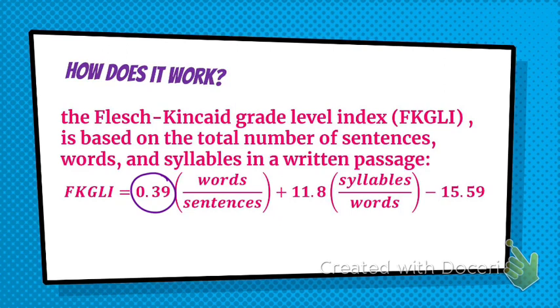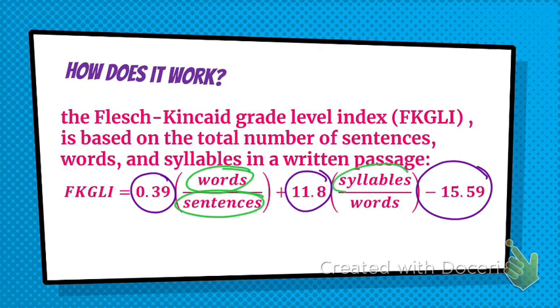But this is 0.39. That does not change. This is 11.8. That does not change. And this is minus 15.9. That does not change. What does change is the passage you're reading, and those passages are going to have different words, sentences, and syllables. So, a hint: you're probably going to want columns that include words, sentences, and syllables, so you can reference those cells as you create your formula.